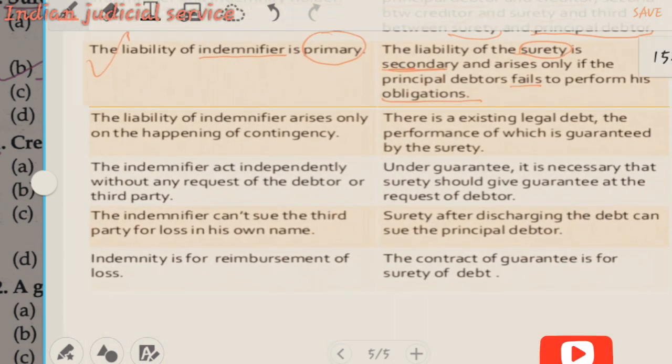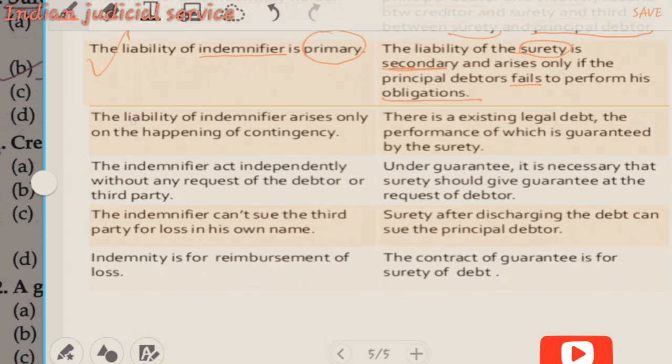Now come to another point. The liability of the indemnifier arises only on the happening of a contingency, but in the case of guarantee there is an existing legal debt, the performance of which is guaranteed by the surety.